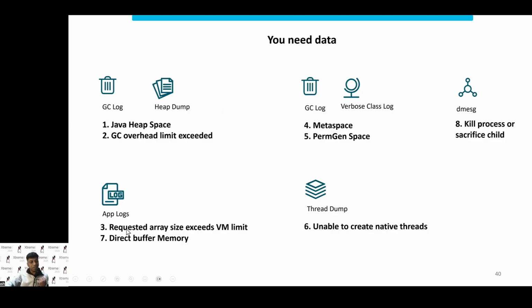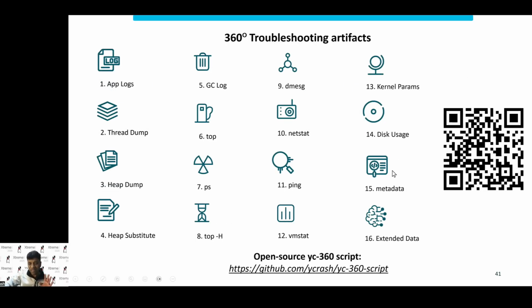If you're going to experience the out of memory error requested array size exceeds VM limit and direct buffer memory, you need to get the application log. If you get out of memory error unable to create new native thread, you need to take a thread dump. So based on what type of out of memory error, the artifacts you capture differ. That's why having a 360-degree script which can capture all the data will help you get to the root cause of the problem.